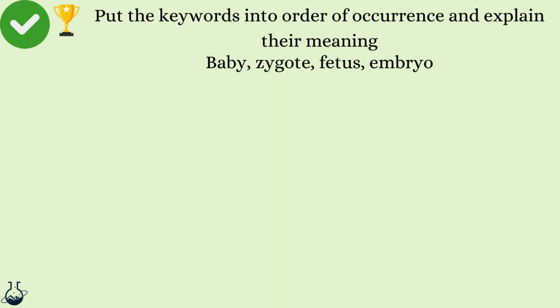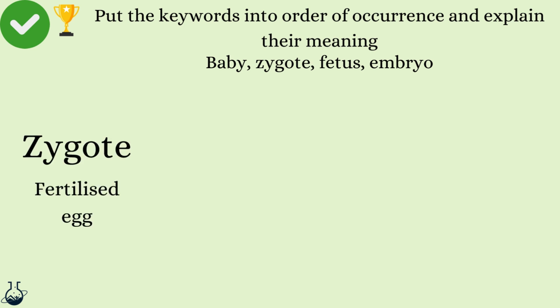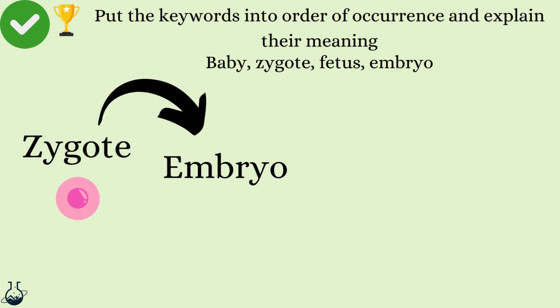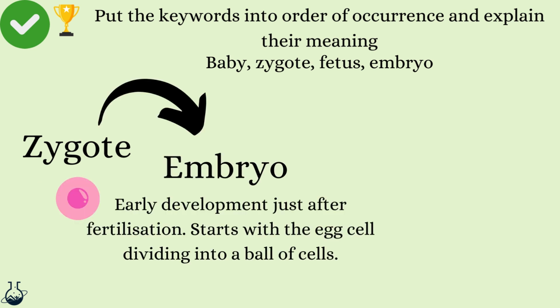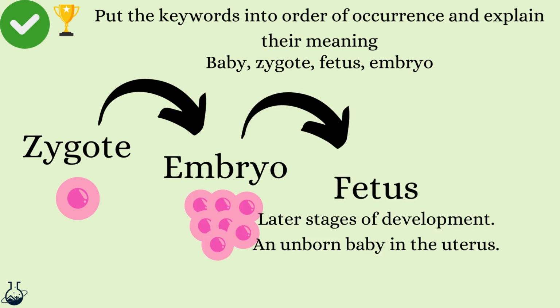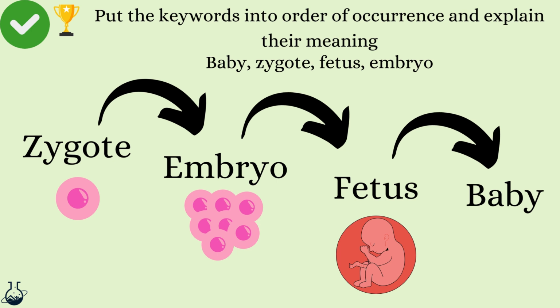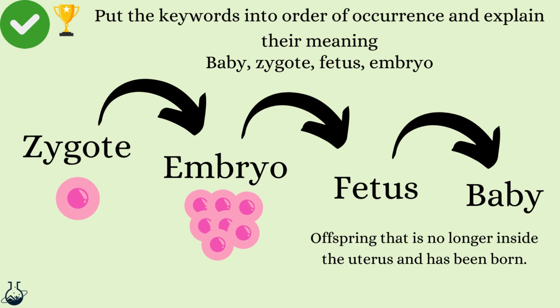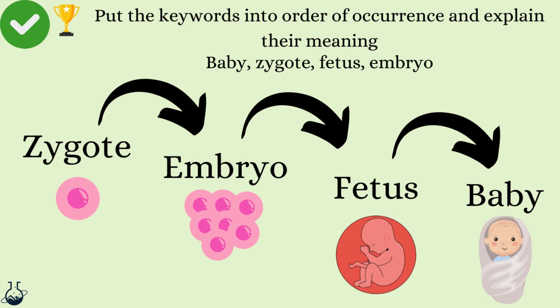If you had a go at the challenge, these words will go zygote first. This is the fertilised egg which divides into an embryo. This is very early development, which grows into a fetus. This is essentially an unborn baby. Then you have a baby, which is the offspring no longer inside the uterus and has been born.